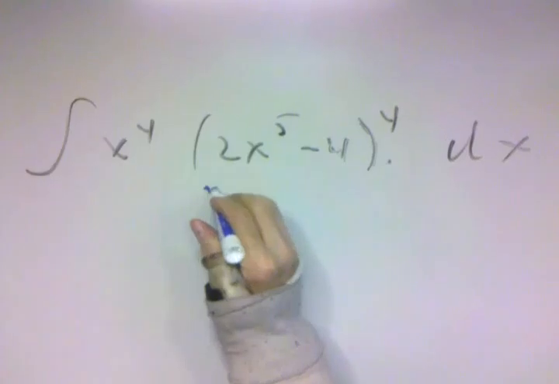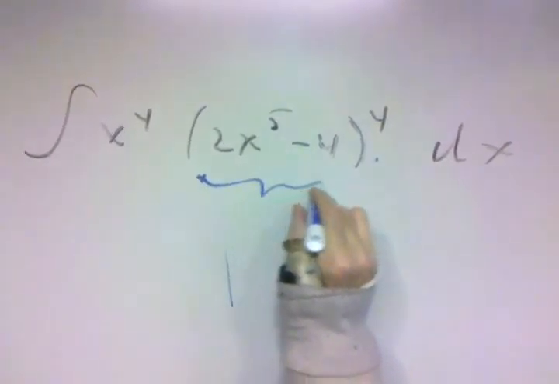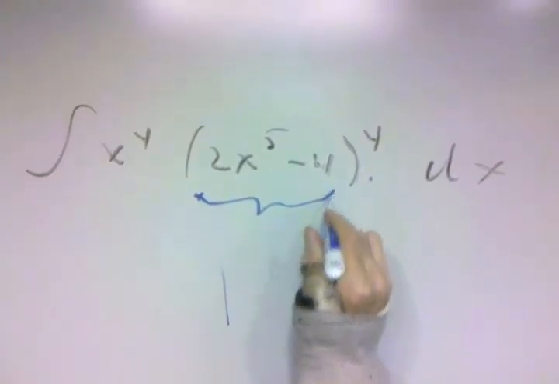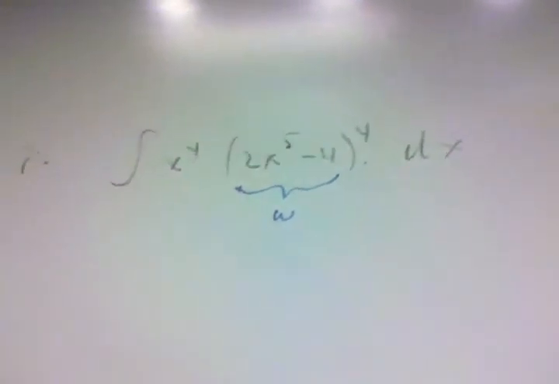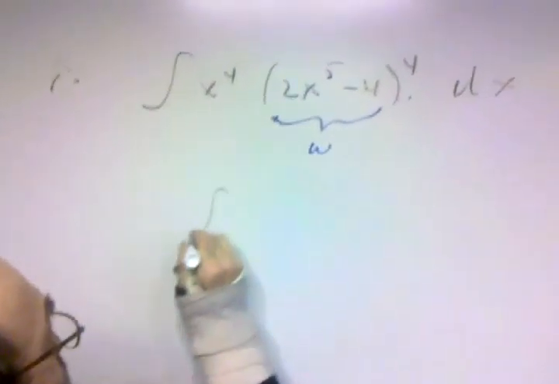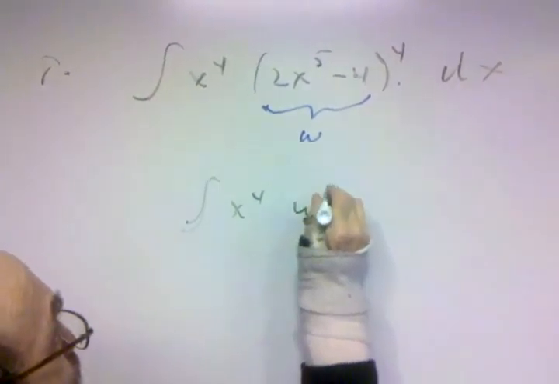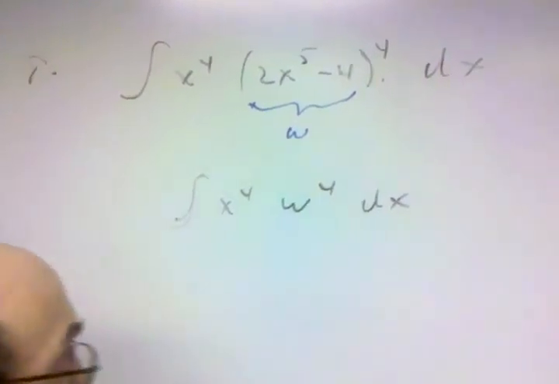I'm sorry, I want to call just this w. Okay. That is what I'm calling w. So what I really have here is going to be the integral of x to the fourth, w to the fourth dx. That isn't quite what we want.